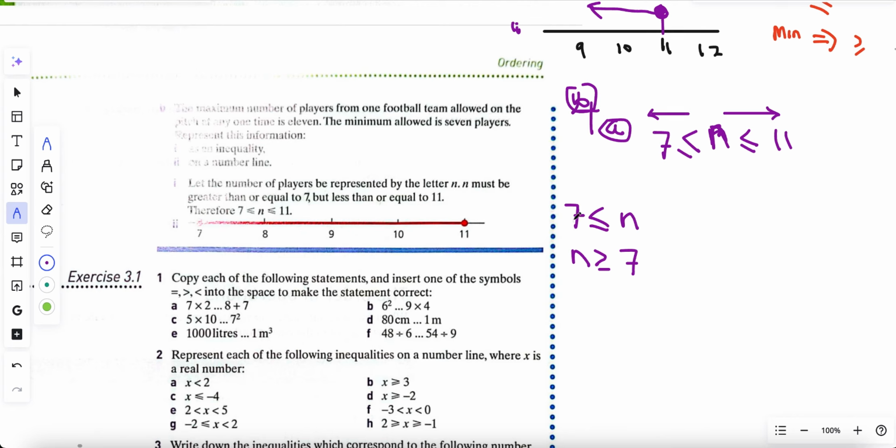Because even if it's written like this, it is N that is greater than 7. 7 is less than N. N is greater than 7. Okay, I hope that is clear. Now show this information. The B part of the question says we should show this information in a number line.